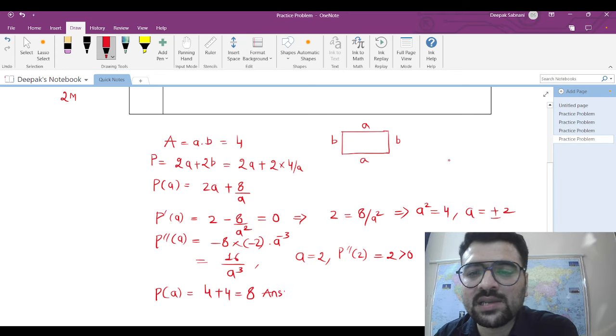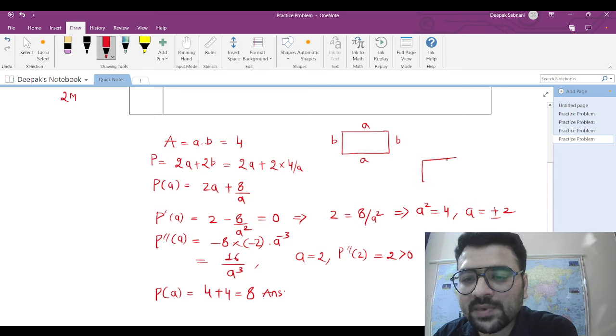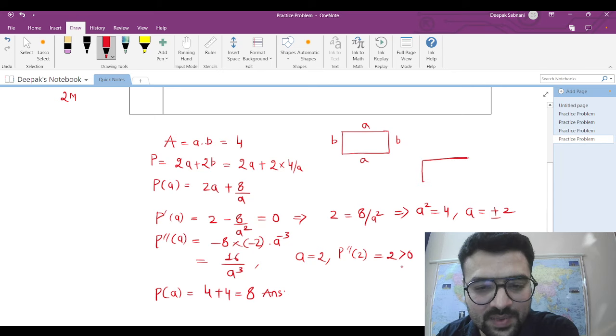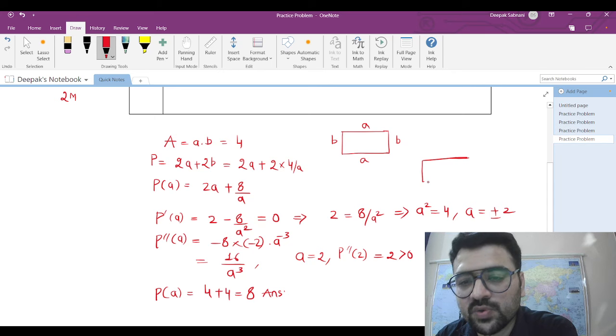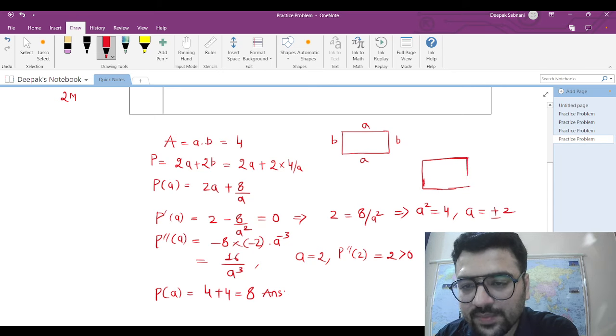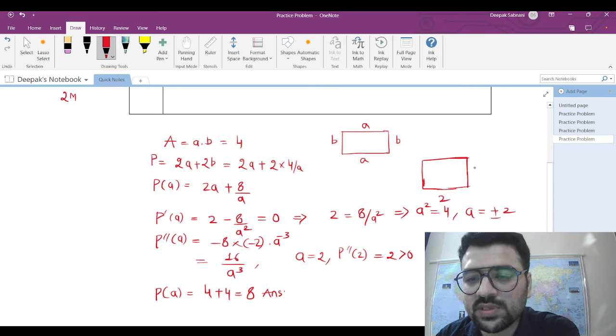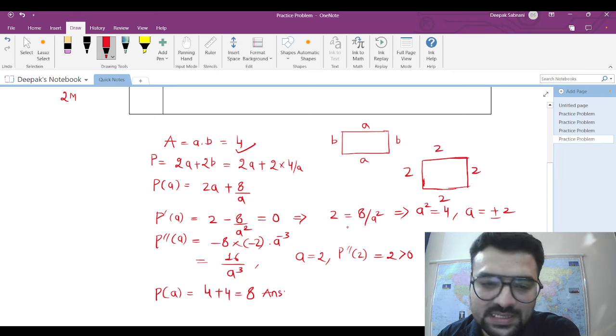Okay, so rectangle, if you see, rectangle will be like this. It is nothing but if A is equal to 2, then B, what is B? B is also 2, so it is actually a square. So for this case, it is coming as square. This is 2, this is 2, this is 2, this is 2. So what is the area of the square? 4. And what is the perimeter? Sum of all sides, that is 8.